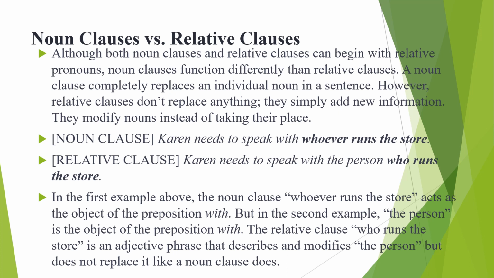Whoever runs the store acts as the object of the preposition with, because the preposition is with. But in the second example, the person is the object of the preposition with. So the relative clause who runs the store is an adjective phrase that describes and modifies the person, but does not replace it like a noun clause does.